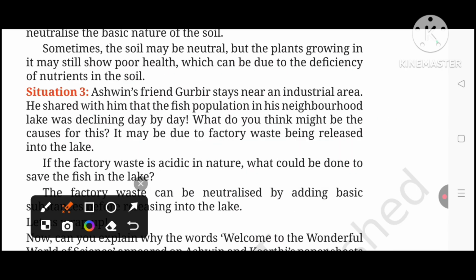Situation 3. Ashwin's friend Gurpreet stays near an industrial area. He shared that the fish population in his neighborhood lake was declining day by day. What do you think might be the cause of this? It may be due to the factory waste being released into the lake.